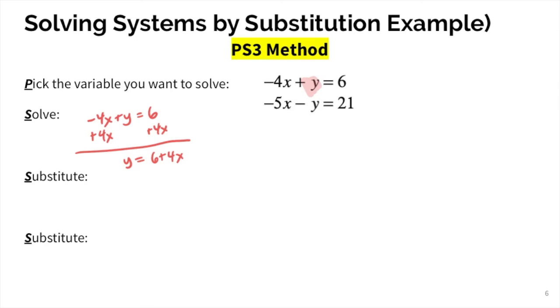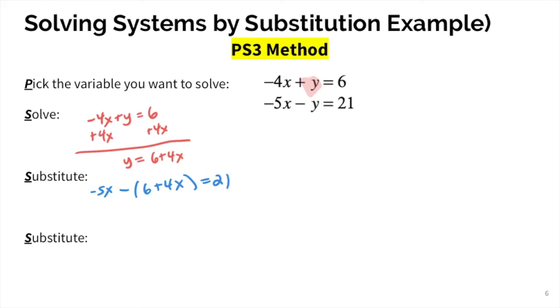Great. So now that I know what y equals based on my first equation, remember that your y value is equivalent in both equations in your system, right? So I can actually take this expression that I just solved for y, the 6 plus 4x, and substitute that into my second equation whenever I see a y. So in my second equation, I have -5x minus y, but instead of writing y, I'm going to open up a parentheses and then substitute in that expression that I just solved y for. And I'm going to bring over the equals 21 because I didn't do anything to it.